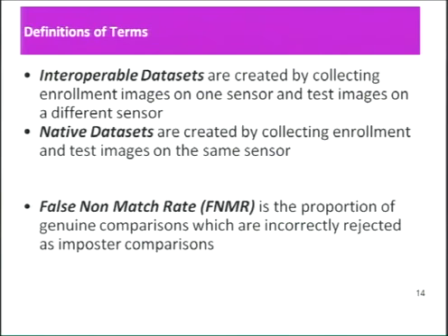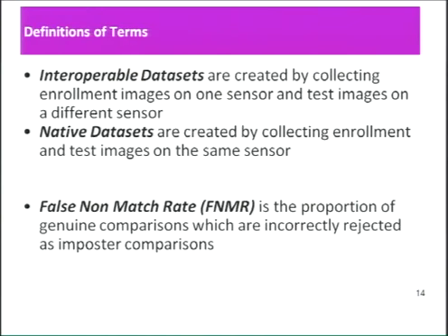Just some definition of terms that I'll be using quite often throughout the presentation. The first is interoperable data sets, and these are defined by data sets that are created by collecting fingerprints on 2 different types of sensors. So when I talked about the processes with a biometric system, you can have enrollment or you can have recognition. So when the enrollment and recognition of the same individual happens on different fingerprint sensors, the resulting images basically comprise what is called an interoperable data set. And a native data set is one where the enrollment and the test images are collected from the very same sensor.